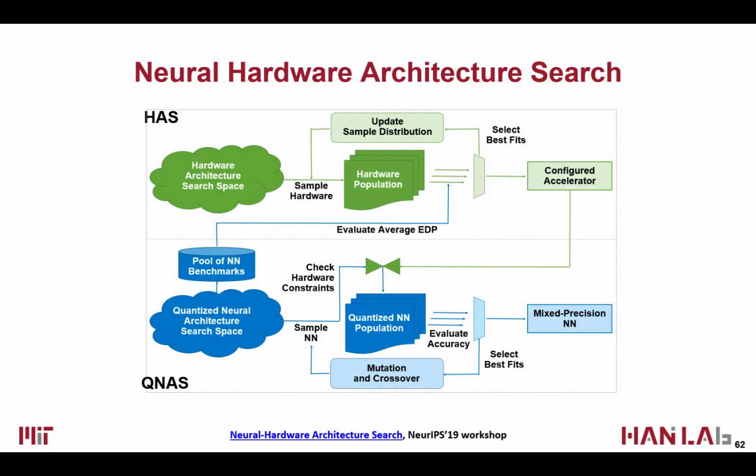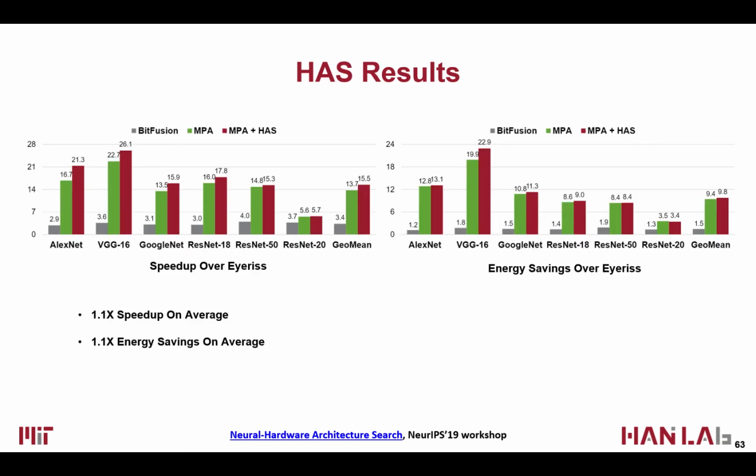Combining the hardware architecture search and neural architecture search, this figure shows the overview of our framework. We adopt an evolution strategy to gradually select the best hardware fits from the randomly generated hardware candidates. These two figures show the improvement over the state-of-the-art design, Bit Fusion, from hardware architecture search. It can bring 1.1 times speedup and 1.1 times energy savings.